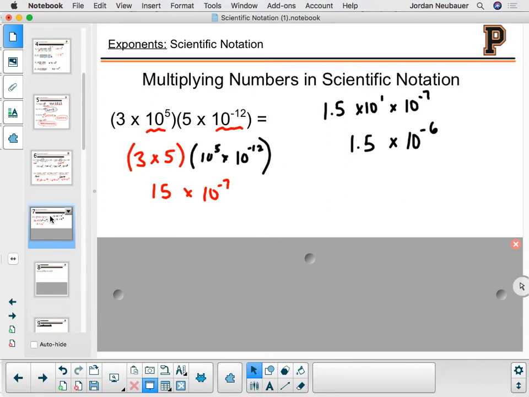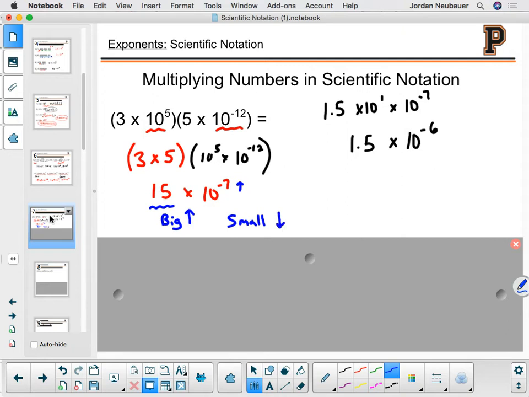Generally speaking, this is a good way to think of it: if your base number is too big, bump the exponent up 1. Notice how negative 6 is 1 greater than negative 7. If the base number is too small, bump that exponent down, okay? We are kind of giving a factor of 10 to our 10 to the negative 7th from the 15. If you want to think of it that way, that can be helpful.